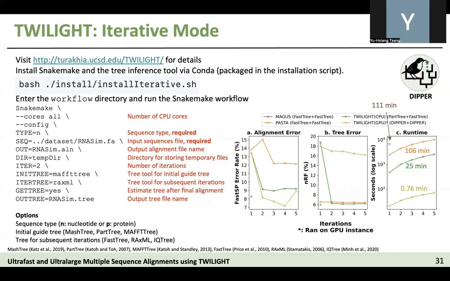We also show results here. The combination of TWILIGHT and FastTree is 4 times faster than PASTA. But in this case, FastTree took more than 90% of the runtime. So if we replace FastTree with another tool from our lab, DEPP, we can run 3 iterations in only 46 seconds, which is much faster than MAGUS or PASTA. And as you can see here, we also achieve a good alignment error rate and tree error rate. So that's all I have for today. Thank you for listening.